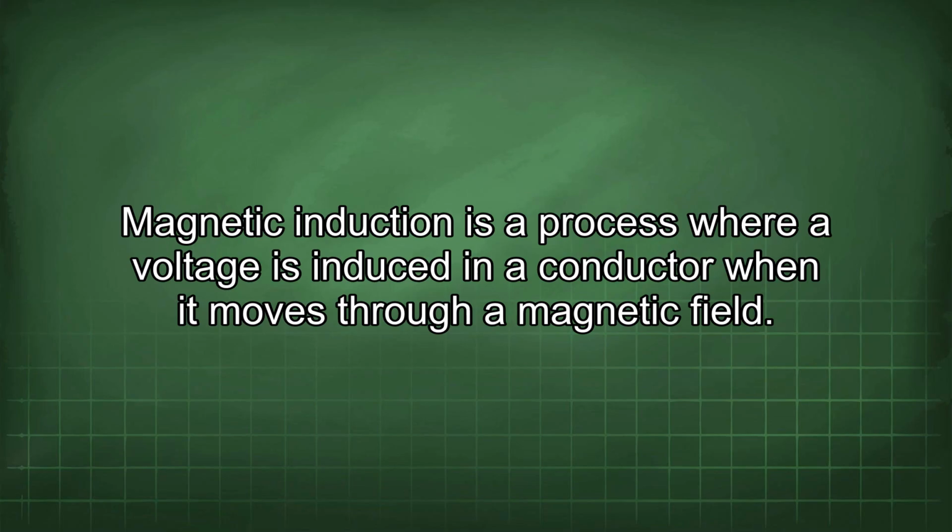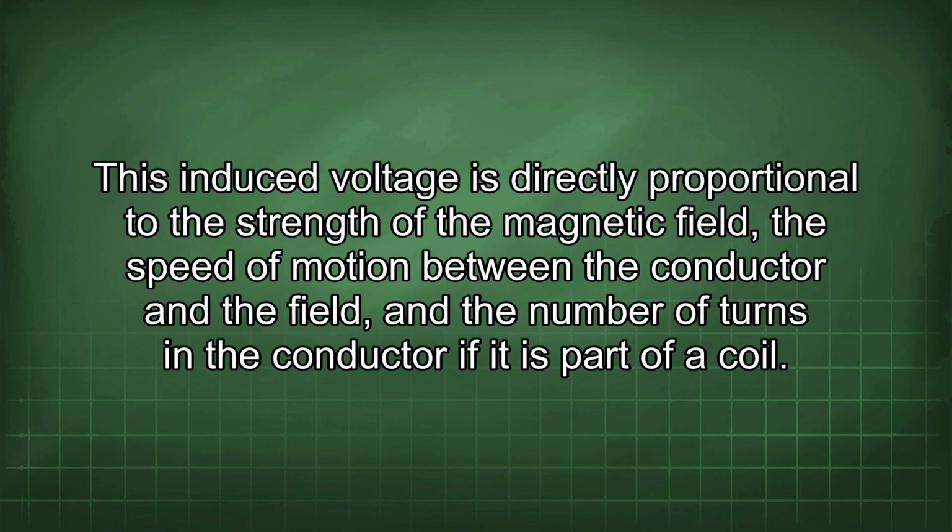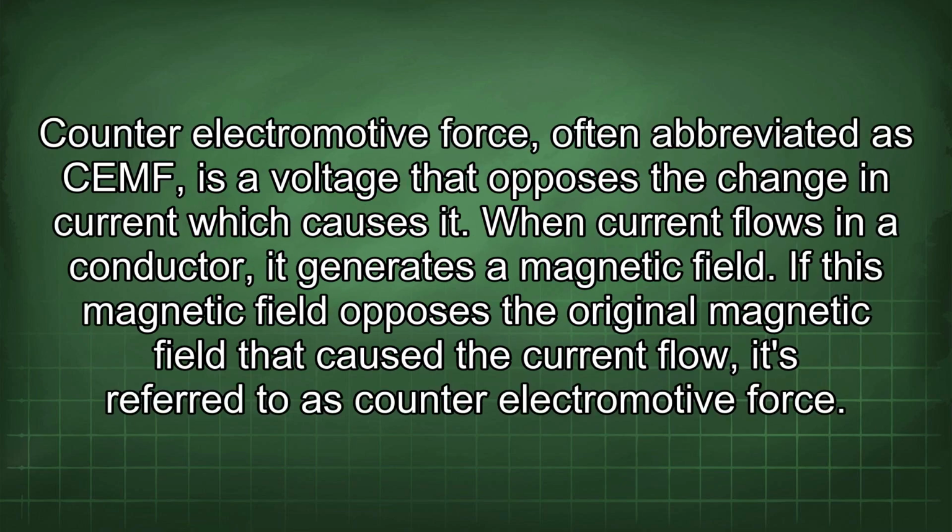Magnetic induction is a process where a voltage is induced in a conductor when it moves through a magnetic field. This induced voltage is directly proportional to the strength of the magnetic field, the speed of motion between the conductor and the field, and the number of turns in the conductor if it is part of a coil.